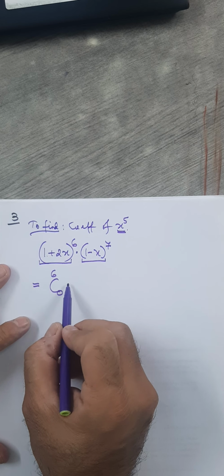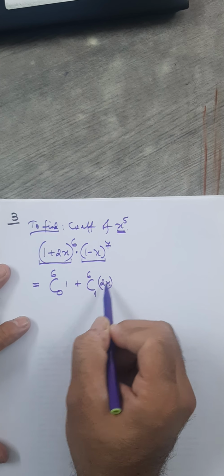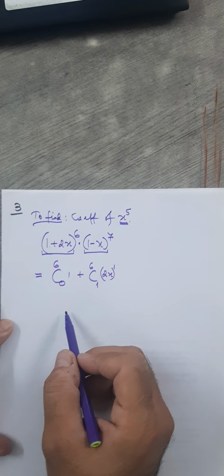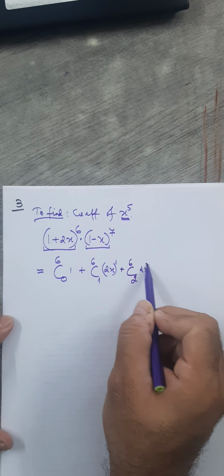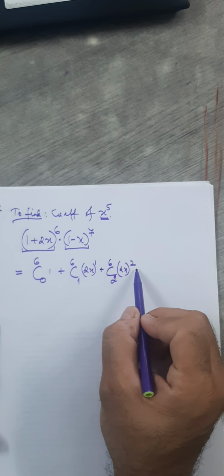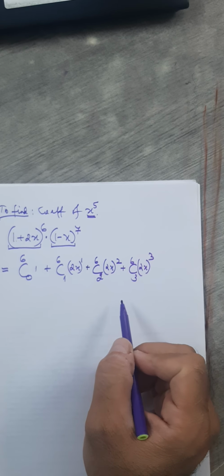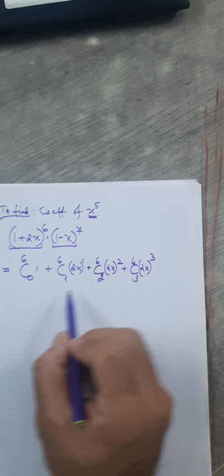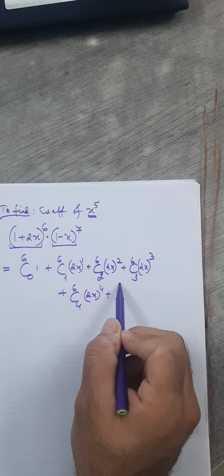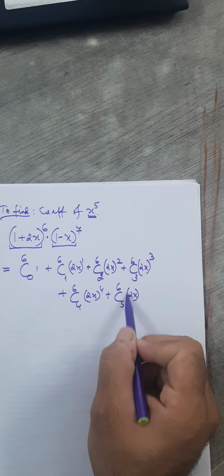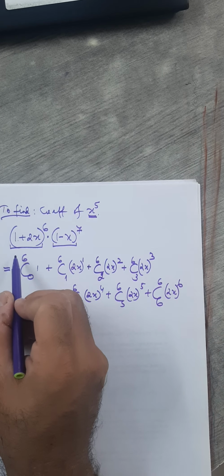So I'm expanding this. 6c0 into 1, plus 6c1 into (2x) raised to 1, plus 6c2 into (2x) the whole square, plus 6c3 into (2x) the whole cube, plus here let me write 6c4 into (2x) the whole raised to 4, 6c5 into (2x) the whole raised to 5, 6c6 into (2x) the whole raised to 6. This is the first bracket.